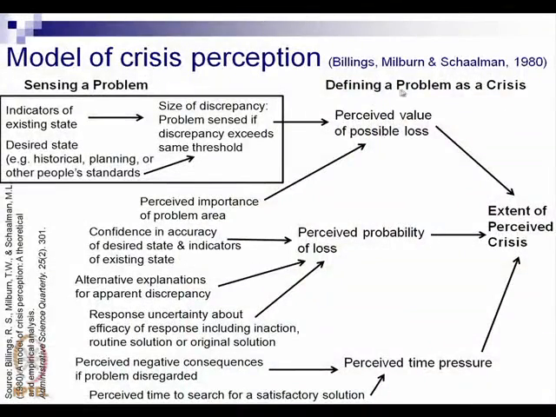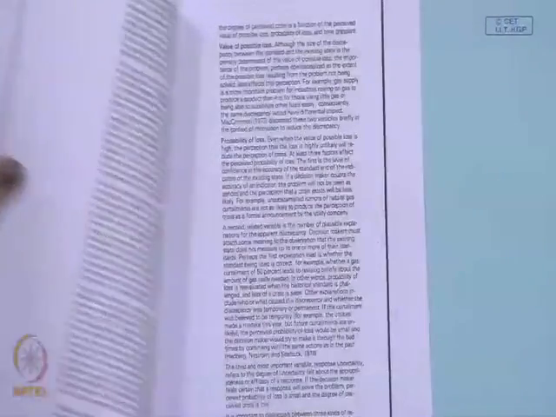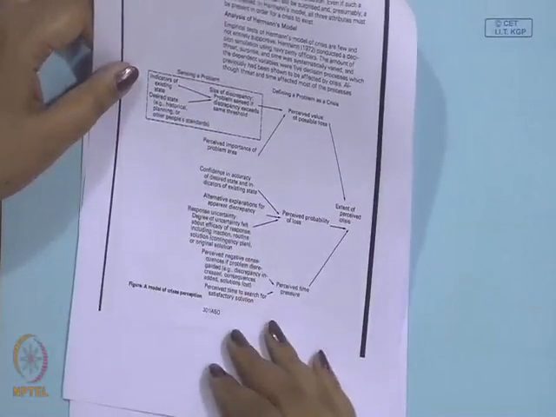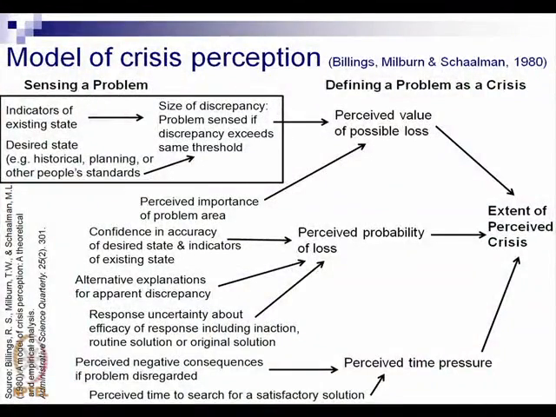Okay, and this is from a paper by Billings, Milburn and Schaalman, called A Model of Crisis Perception: A Theoretical and Empirical Analysis. I happen to have the paper here with me. I'm going to give you the reference to it. This is the paper. It's called A Model of Crisis Perception. I've just recreated this diagram that is on this page. This is from the Administrative Science Quarterly, volume 25, issue 2, page number 301. And so I've just recreated this diagram and I'll explain it to you.